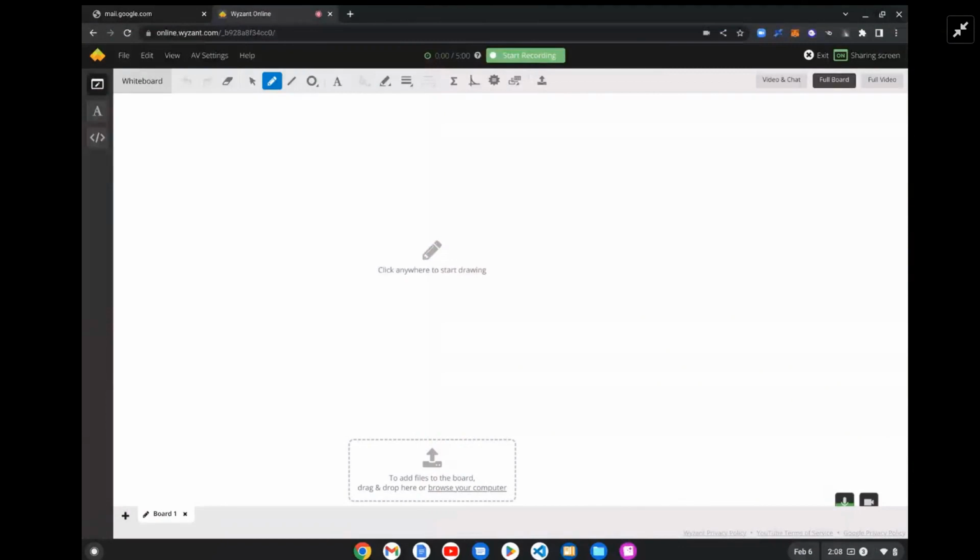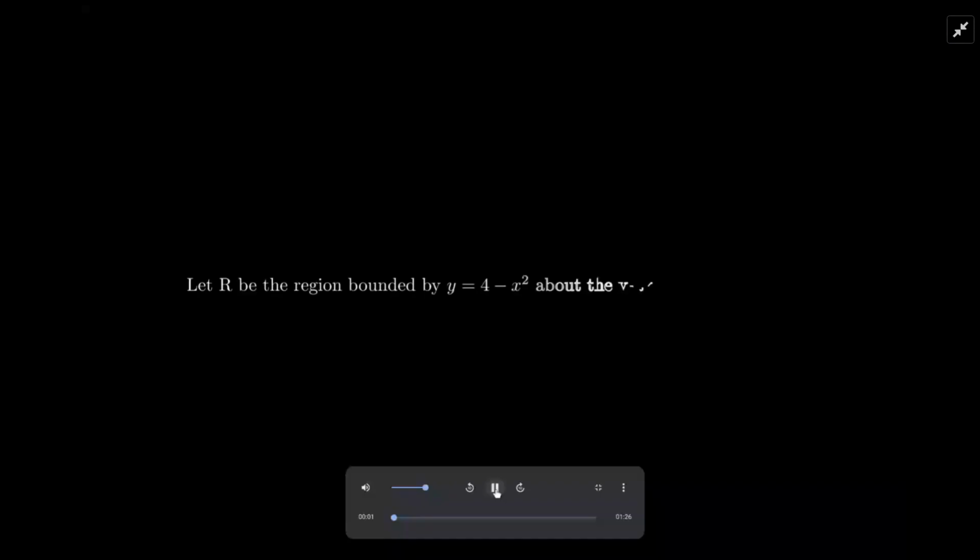Okay, let's take a look at our problem here. I'm assuming that the function is y equals 4 minus x squared. So the x was missing, and so I'm assuming this. So R is the region bounded by this curve about the x-axis where x is between 0 and 2.